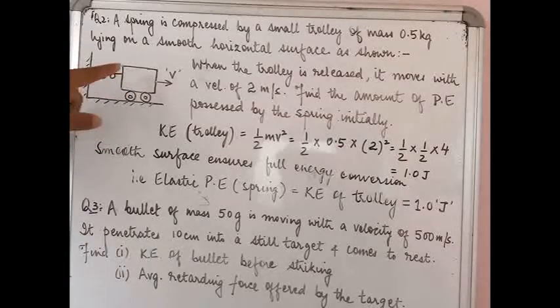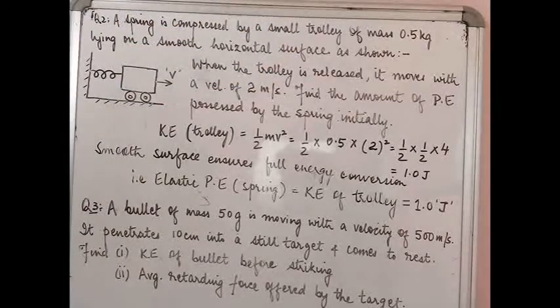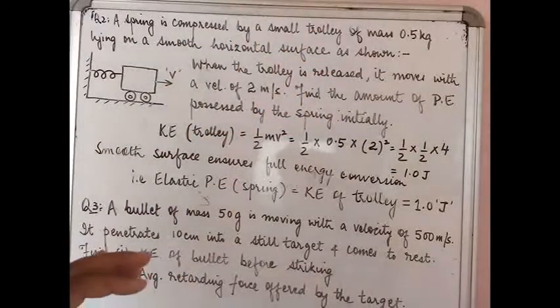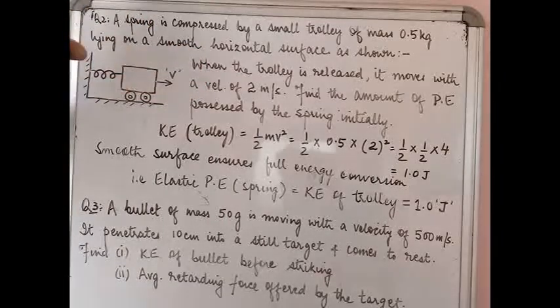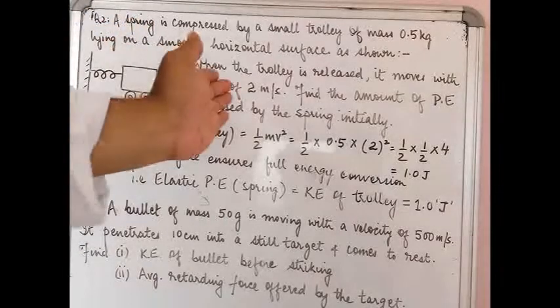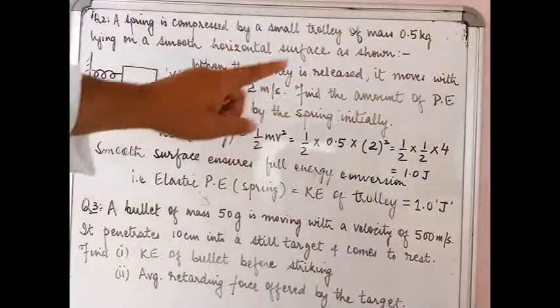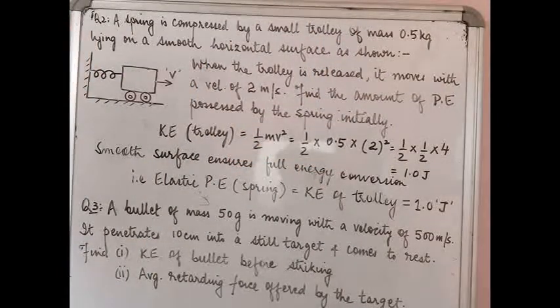So this is your trolley, this is your spring, and this is a smooth horizontal surface. The trolley has a mass of 0.5 kg, and we are right now ignoring the mass of the spring over here. So this is the setup. When the trolley is released, it moves with a velocity of 2 meters per second. So when the trolley is released, it moves away to the right side with a velocity of 2 meters per second. Find the amount of potential energy possessed by the spring initially. Initially means when the spring was compressed.